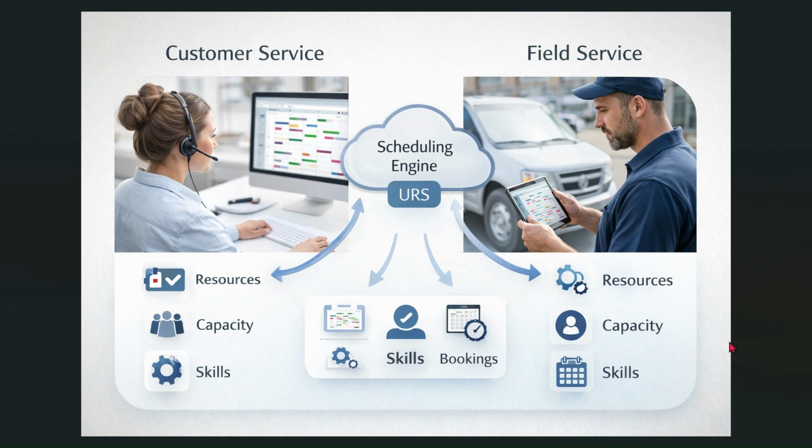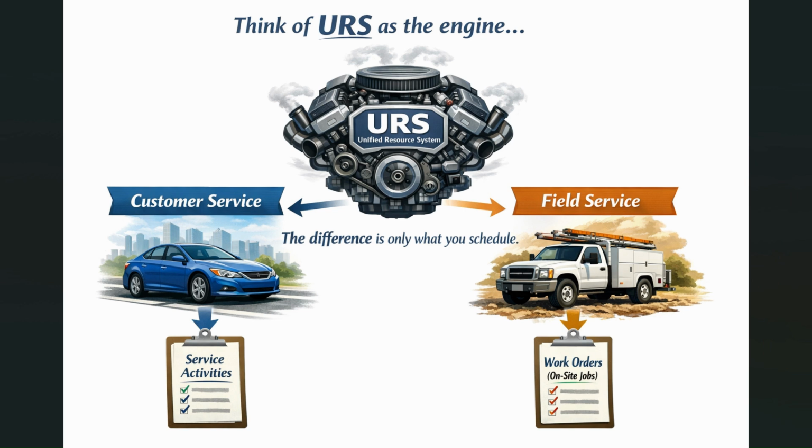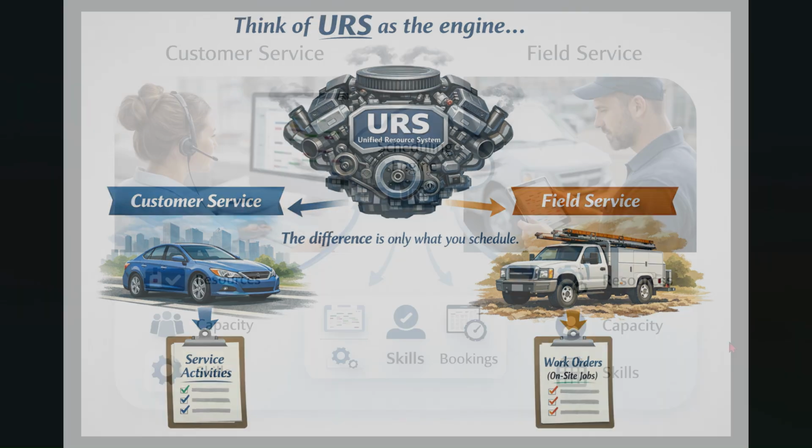Let's understand by an example. Think of URS as an engine. Customer Service and Field Service are just two different cars using the same engine. The difference is only what you schedule. In Customer Service, we schedule service activities. In Field Service, we schedule work orders or on-site jobs.